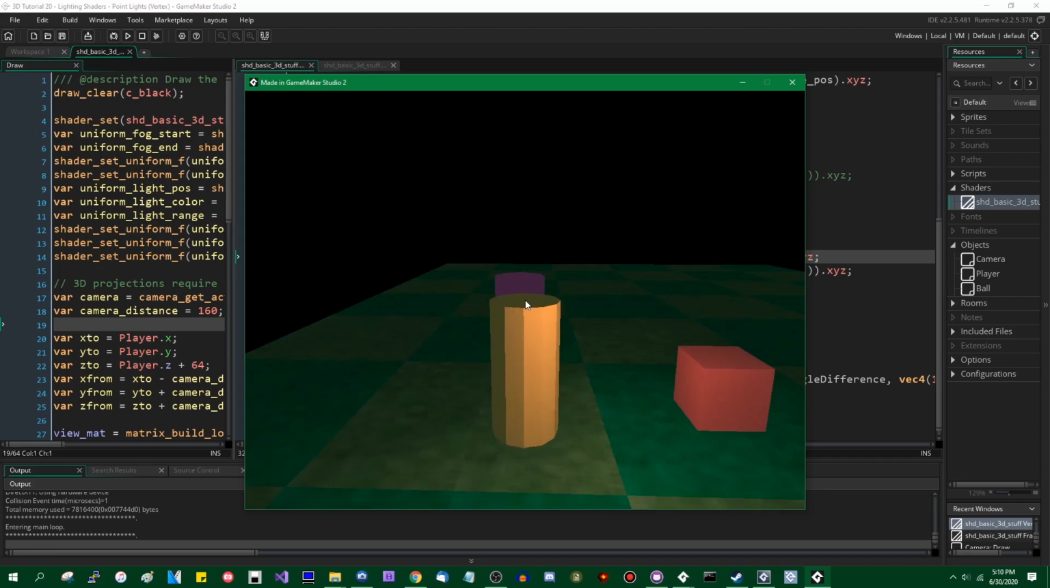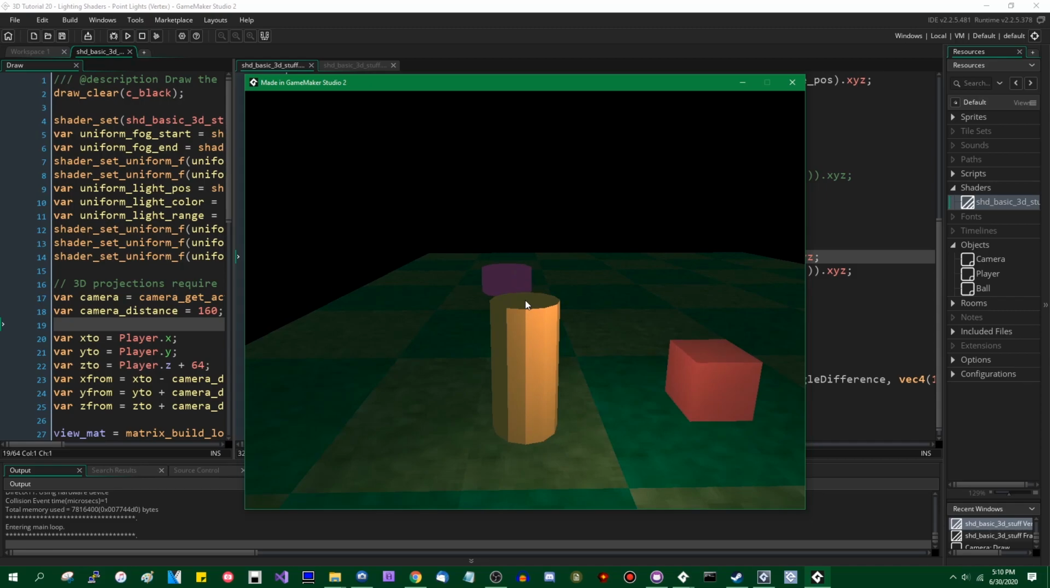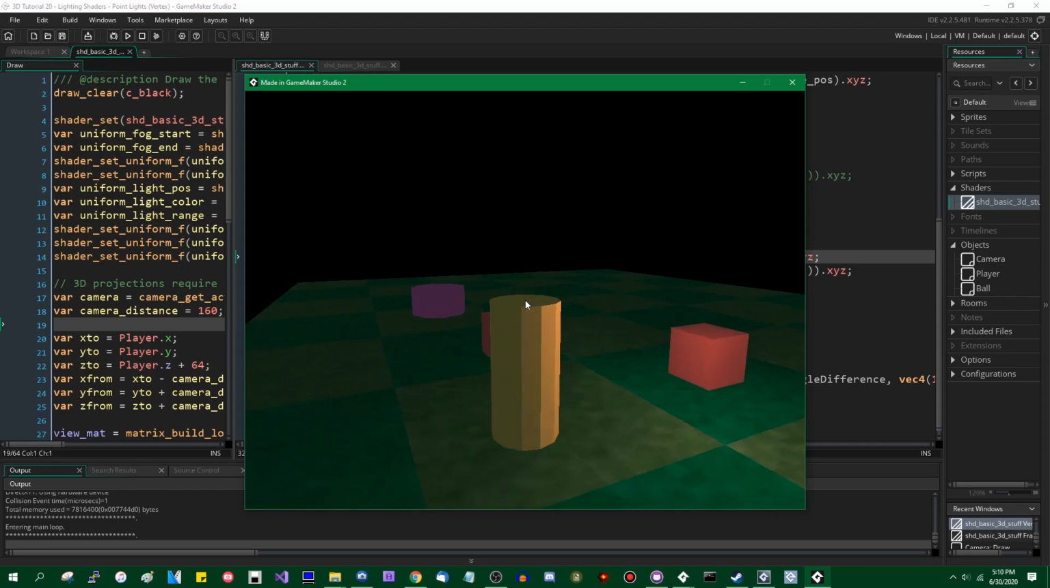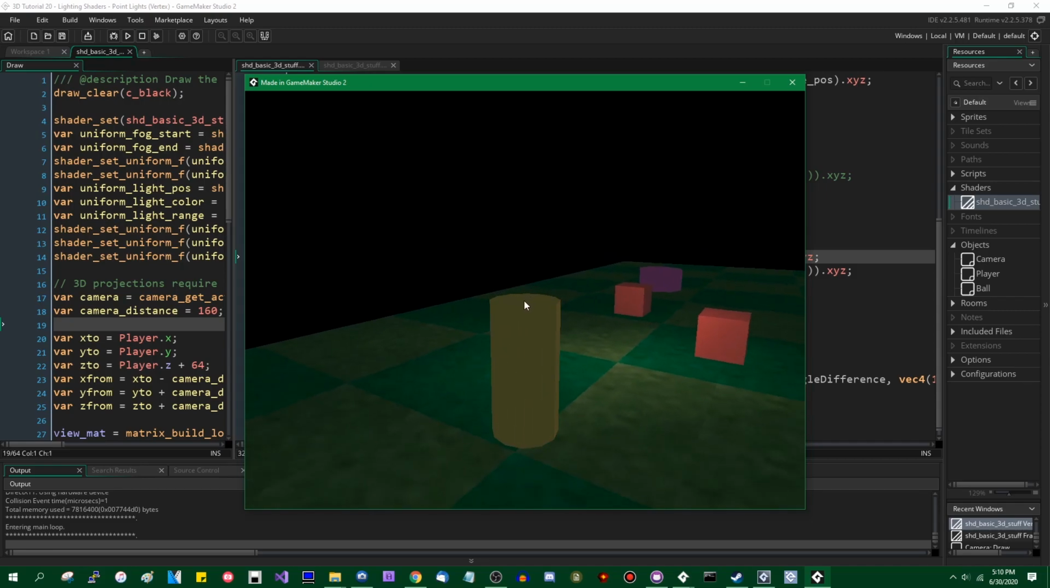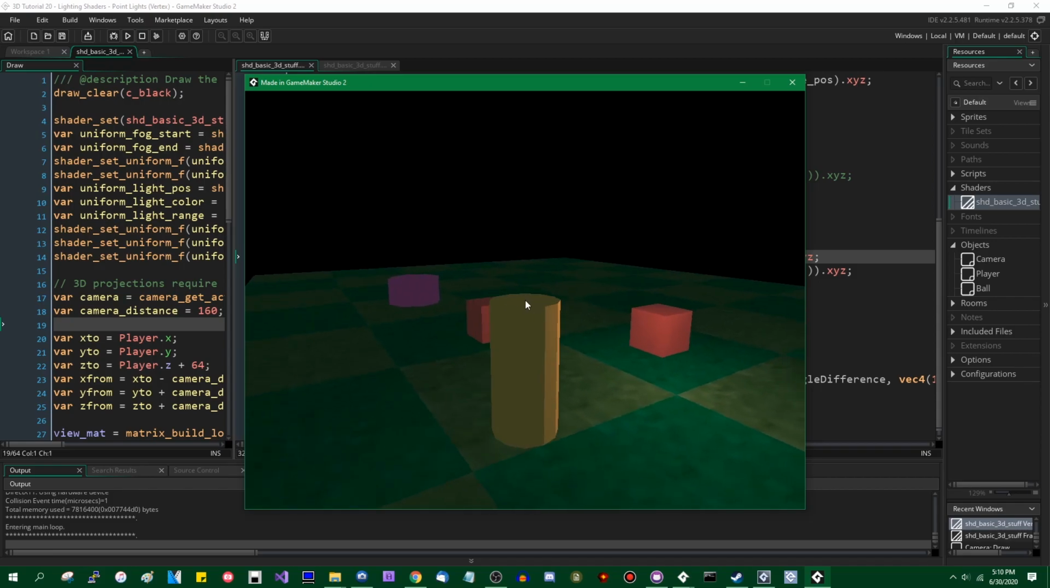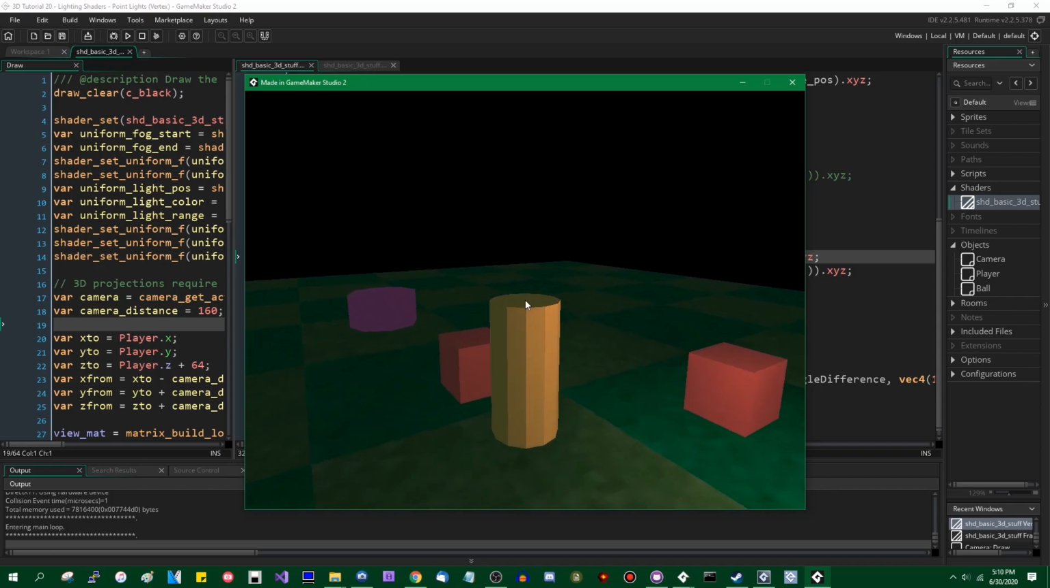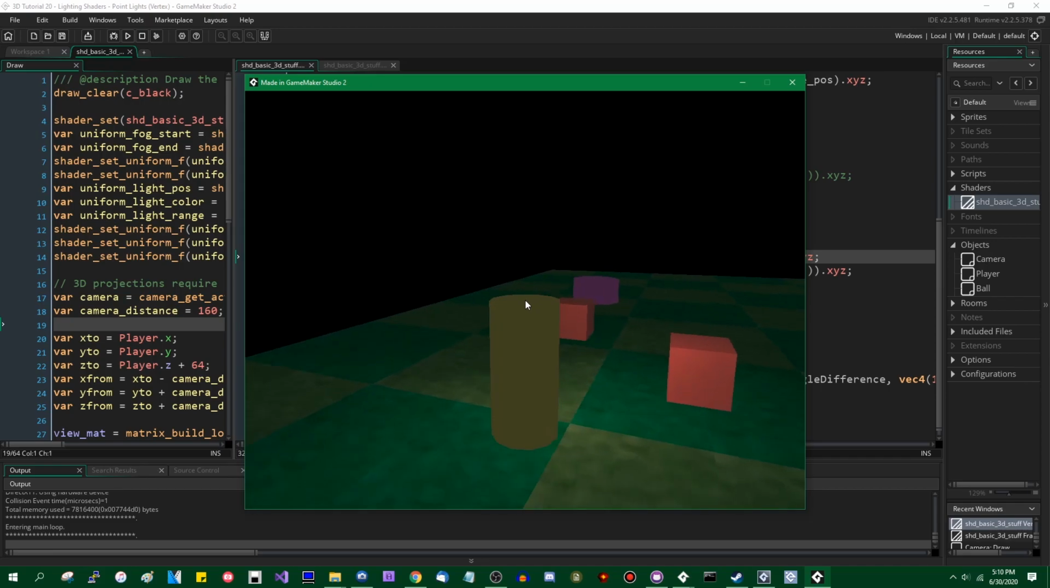You can see the top of my player cylinder is illuminated more brightly than the bottom part. And it's got a radius of about-ish 200. What did I set it to? 200 or 250? I think it was 200. And we have a point light.